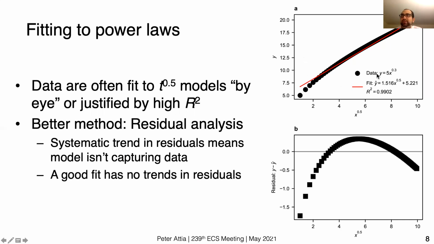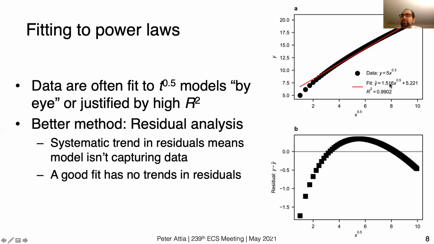I generated a data set following y equals 5x to the 0.3, and that's the black dots here. So this is not a t to the 1/2 model. I then fit this data to a t to the 1/2 model, x to the 0.5, and that gives a straight red line here.